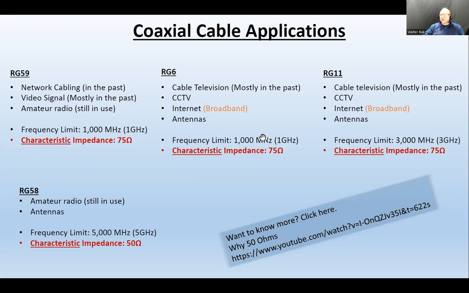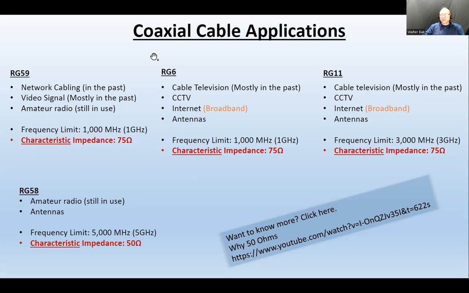All right, so RG, you remember that RG stands for radio guide, right? There's another similar one, RJ, and that stands for registered jack. It has nothing to do with this. This is RG, which stands for radio guide, and it is applied to some not coaxial cable.